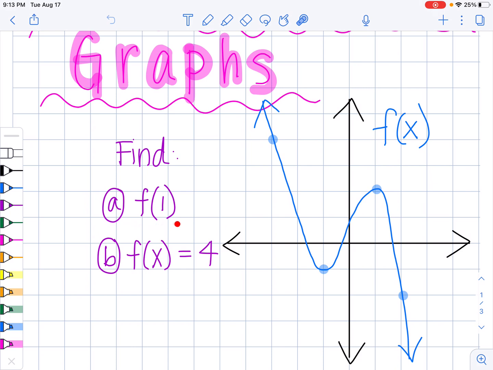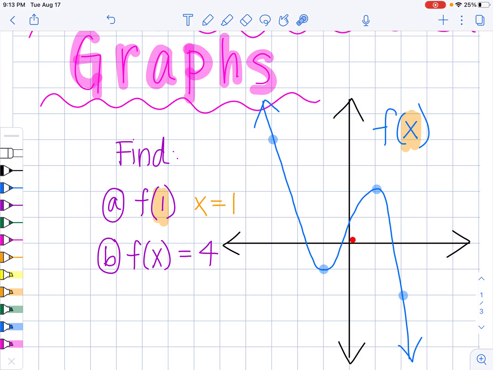So this first question says, find f of 1. We learned that if you have a function, this is my function f of x, and this x got replaced by a 1, that means here that x is equal to 1. So they want you to find, when x is equal to 1, what do you get? What is y?